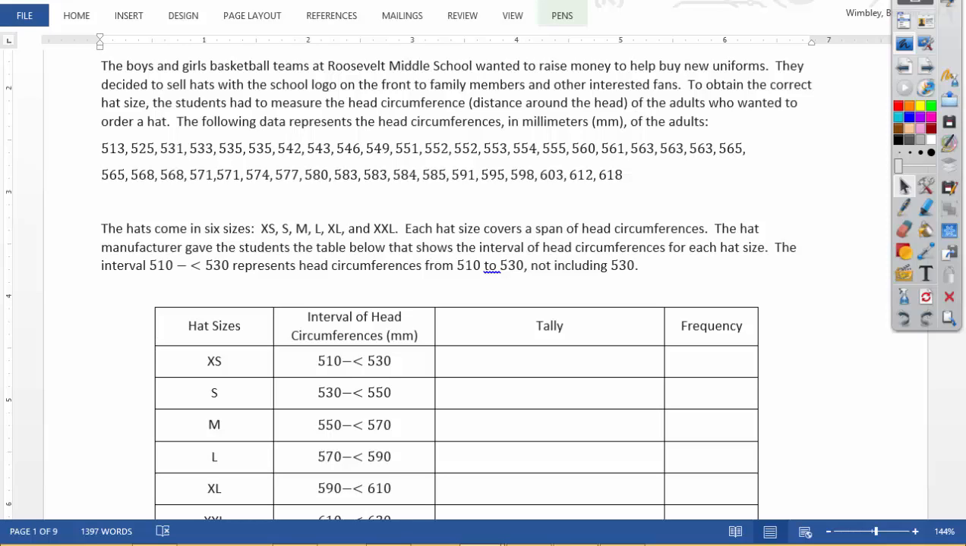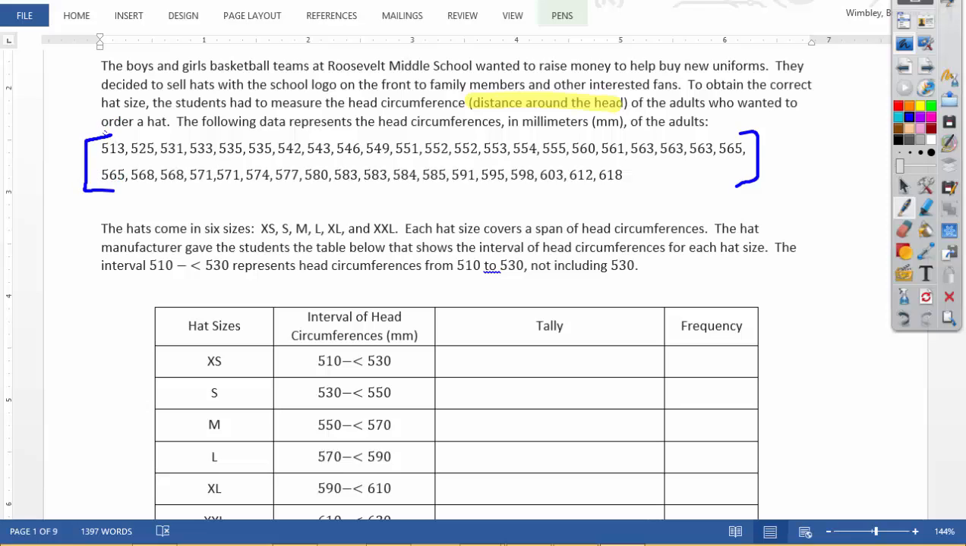To obtain the correct hat size, the students had to measure the head circumference, or the distance around the head, of the adults who wanted to order a hat. The following data represents the head circumferences in millimeters of the adults. So we see our data is right here.